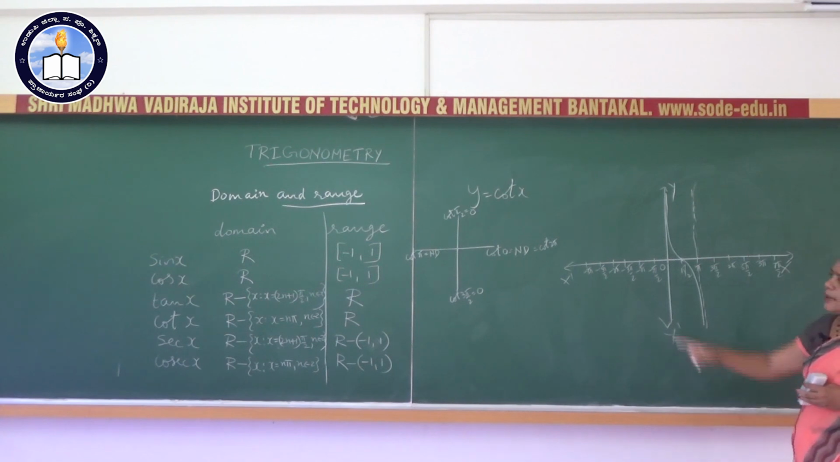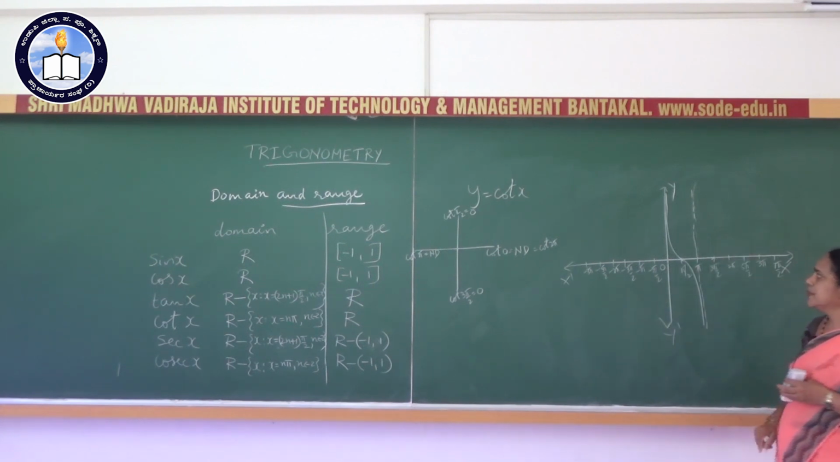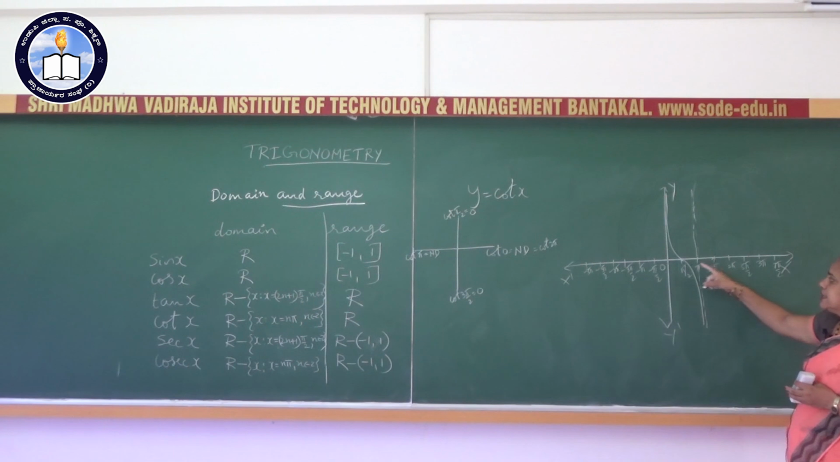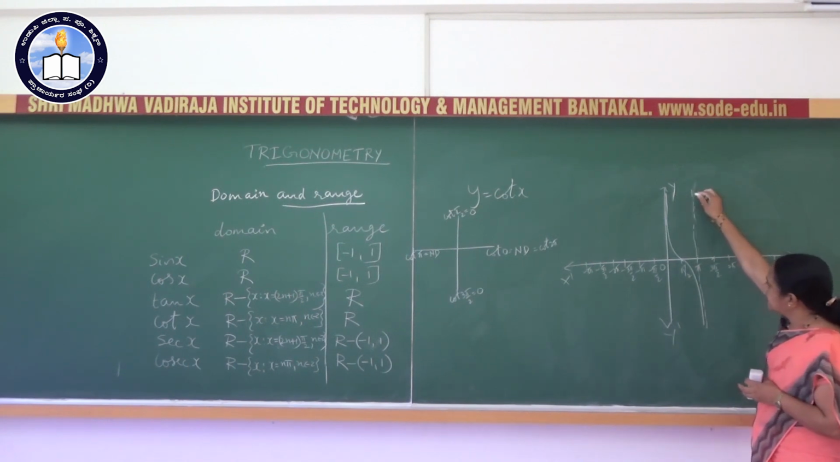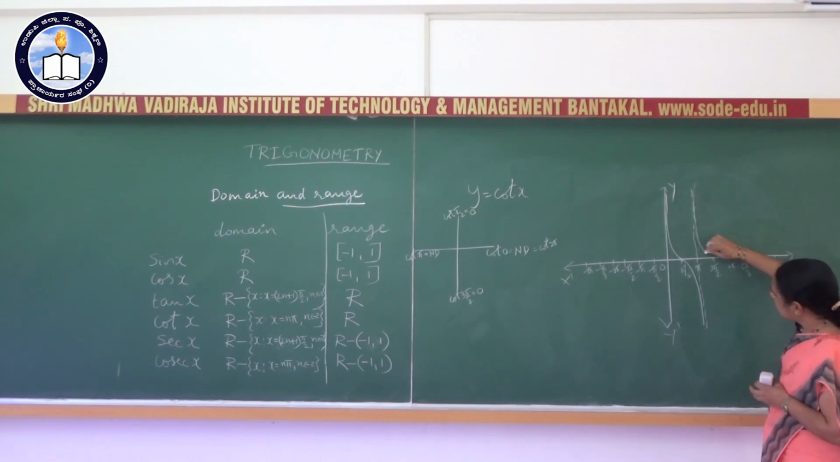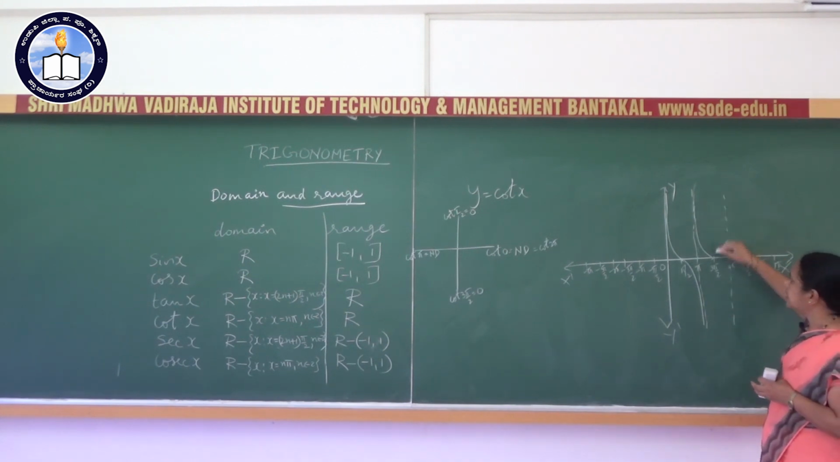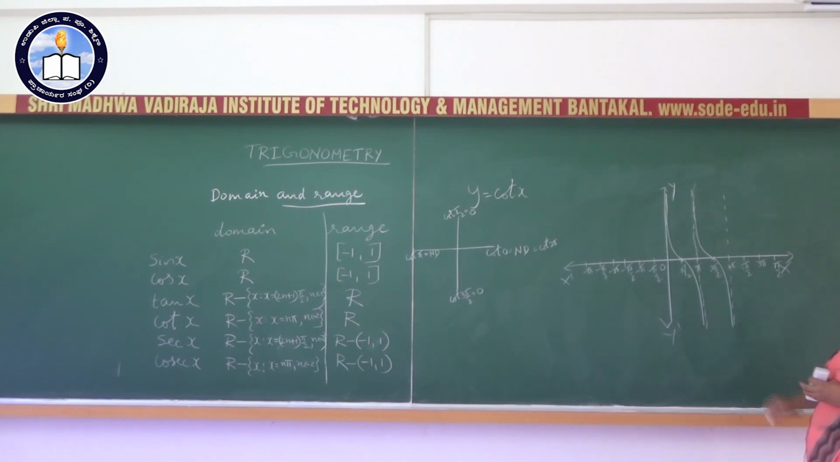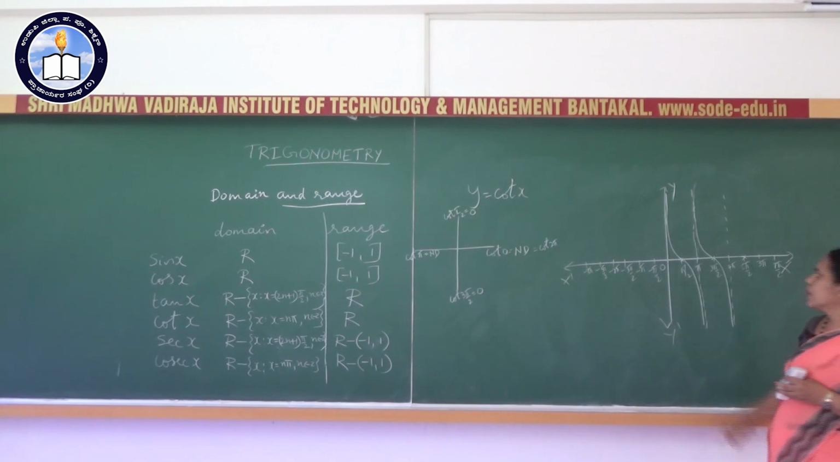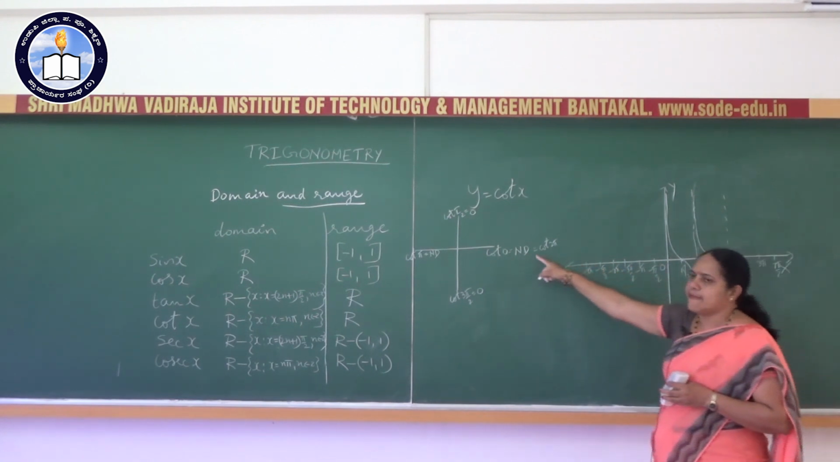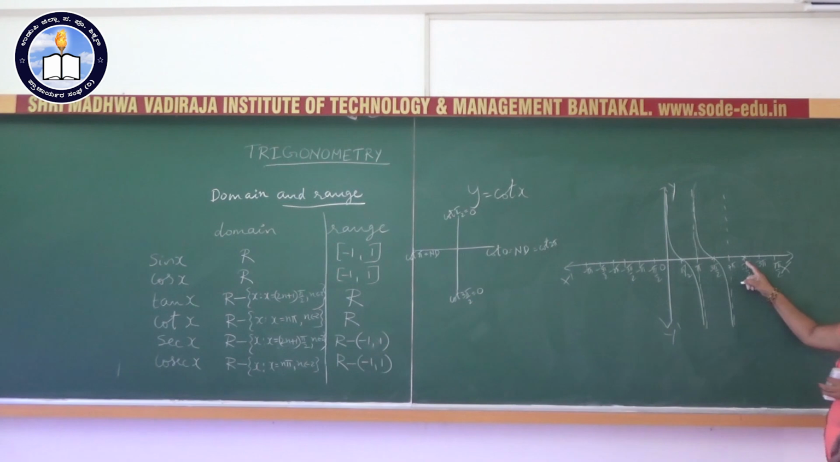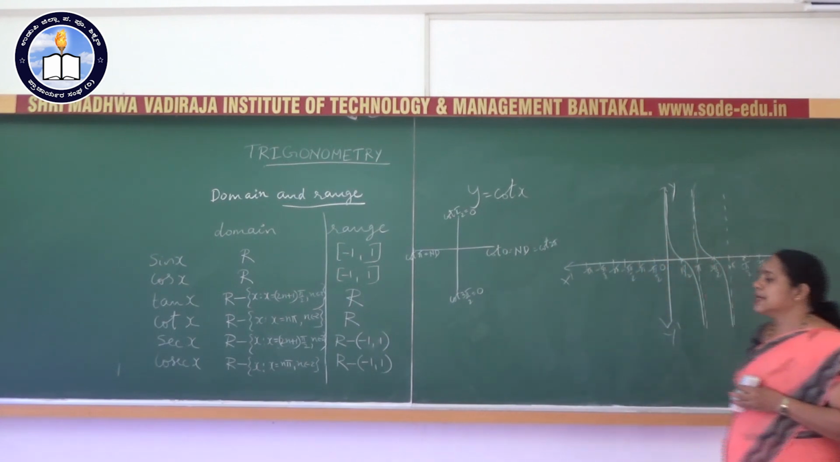Cot 3 pi by 2 is 0. In the third quadrant, cot theta is positive, so the graph lies completely above the x-axis. In the fourth quadrant, cot theta is negative, so the graph lies completely below the x-axis. Again, cot 5 pi by 2 is 0. Cot 2 pi is not defined.